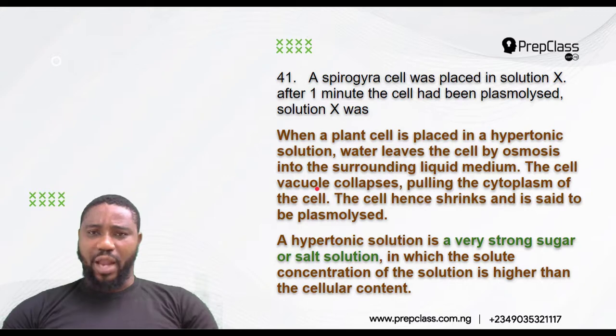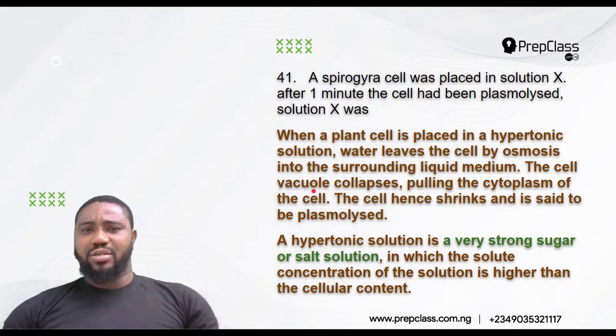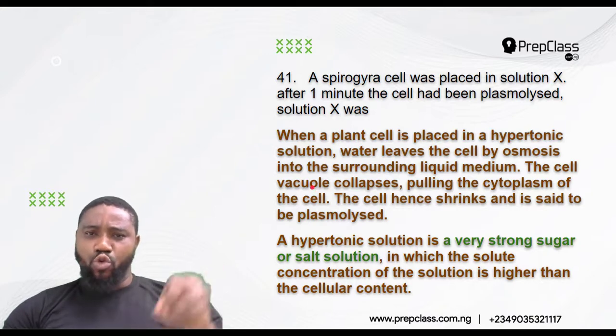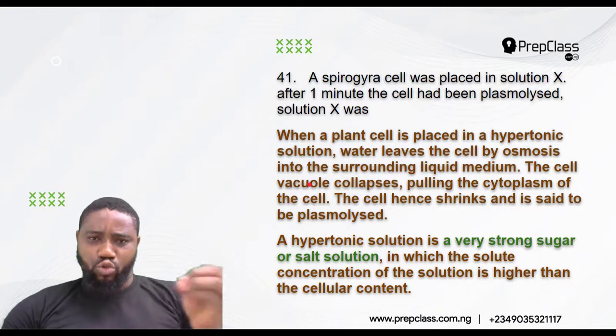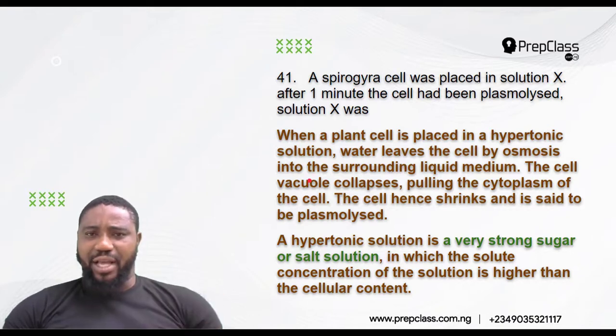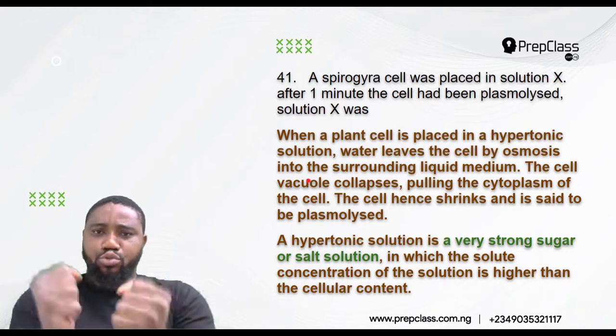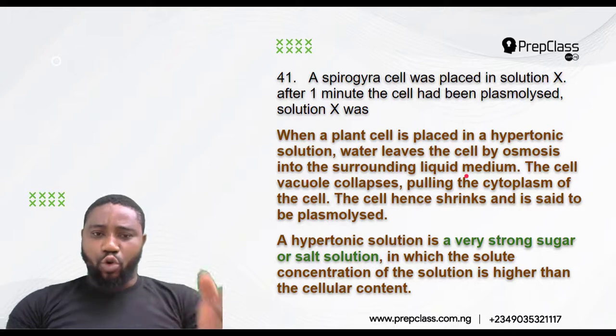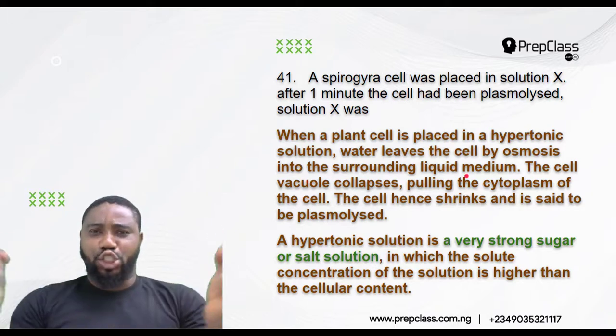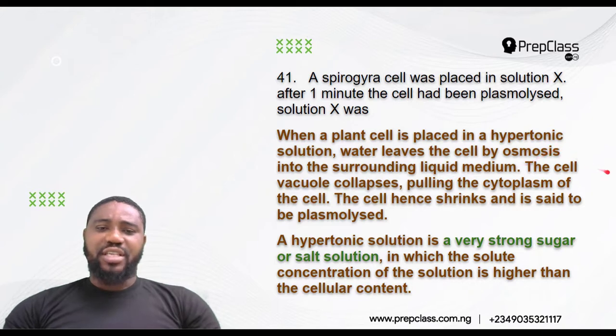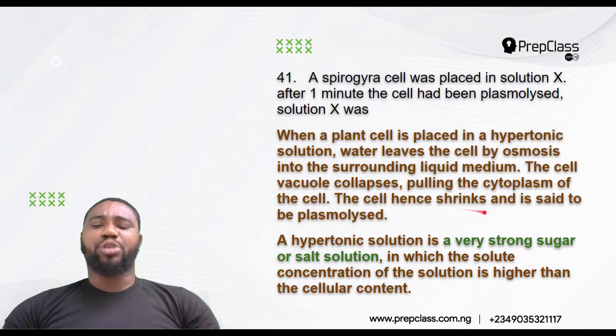Why does the cell vacuole collapse? The cell vacuole contains cell sap, which is liquid. It will now lose that cell sap water into that hypertonic solution. Because of that, the vacuole will collapse and pull the cell cytoplasm close, in a form of shrinking the cell. Are you following? So the cell vacuole collapses, pulling the cytoplasm of the cell. The cell hence shrinks and is said to be plasmolyzed.